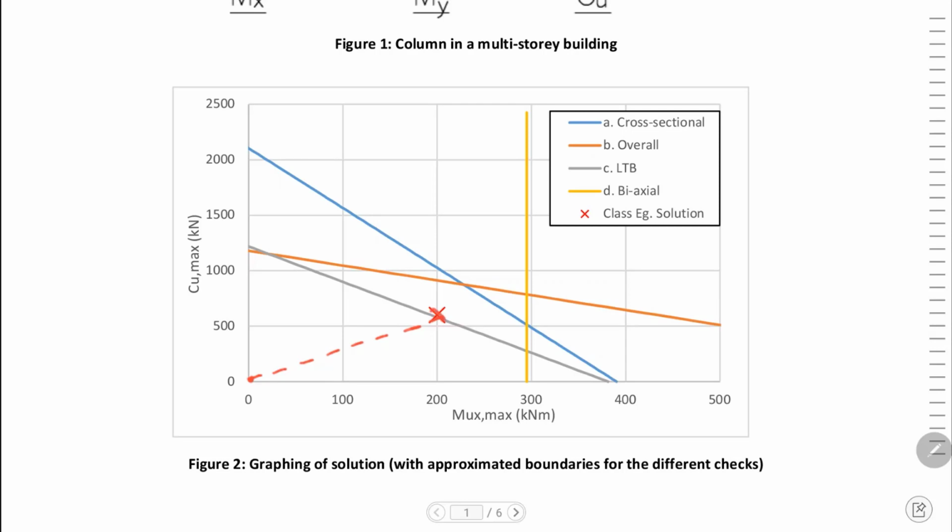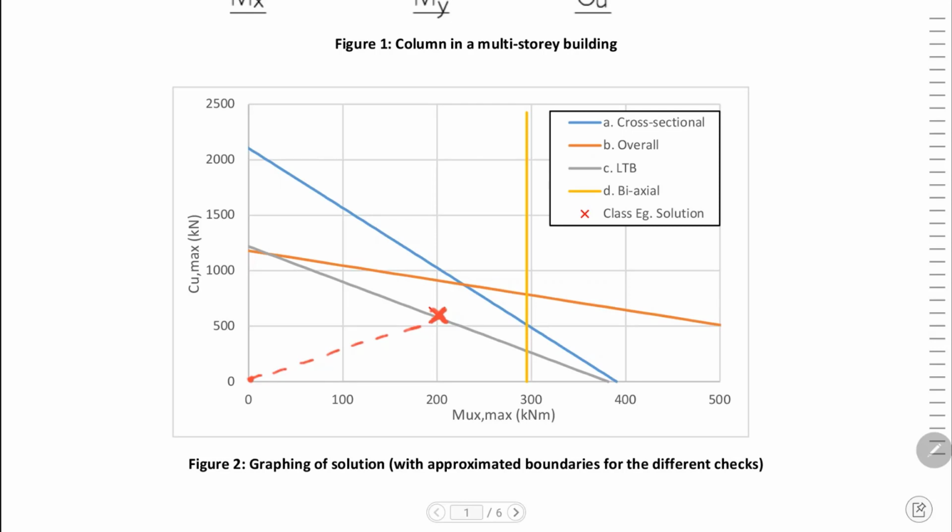We just fall outside of the lateral torsional buckling failure, the LTB, but it'll pass cross-sectional, it'll pass overall resistance, fail lateral torsional buckling, and pass biaxial. So in actuality, we'll find in the question the beam size we select is incorrect. We need a bigger one, but let's go through that now.